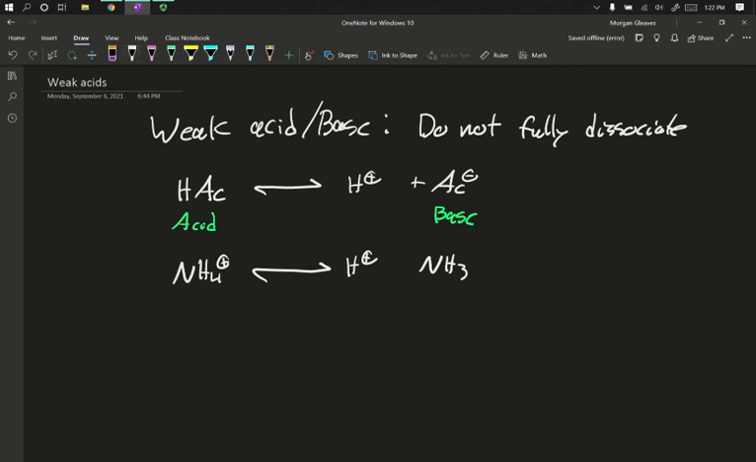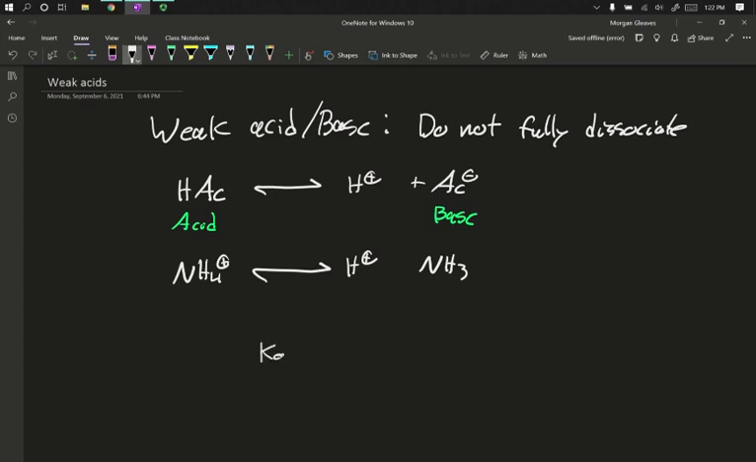As a result, we can't calculate these stoichiometrically. You can put 1 mole of acetic acid into 1 liter and have 1 molar acetic acid, but that does not give you 1 mole of H plus. Determining how much H plus you have requires us to use the equilibrium expression.